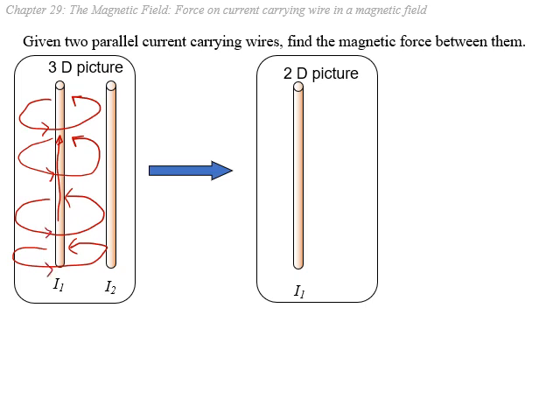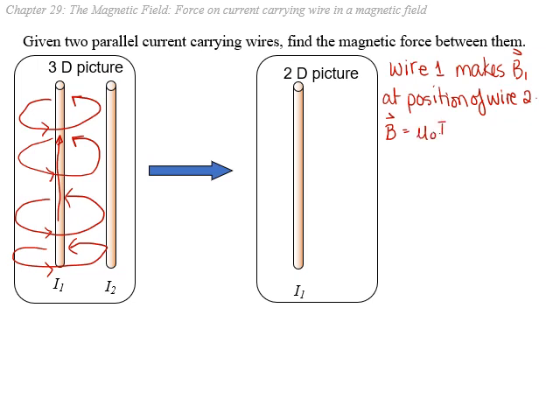So now let's write down that wire 1 makes B1 at the position of wire 2. We can write down what the magnetic field is. The magnitude is mu naught times I1 over 2 pi times r, where r is the distance between the two wires. Okay, now what about direction?